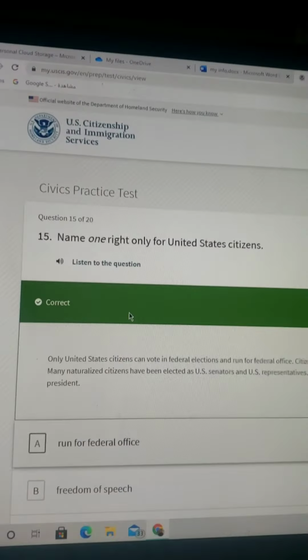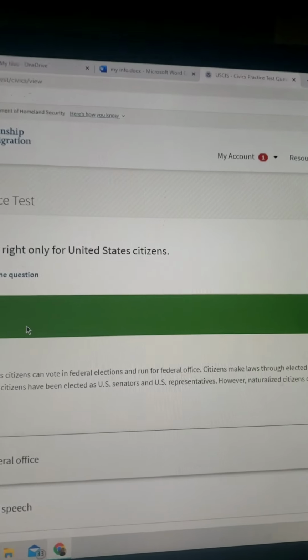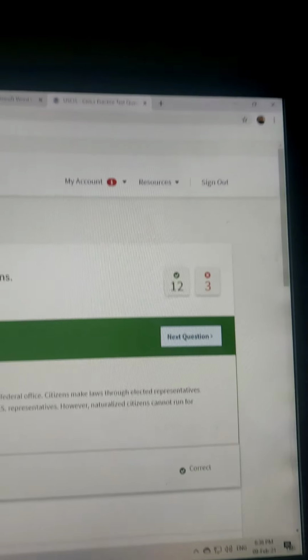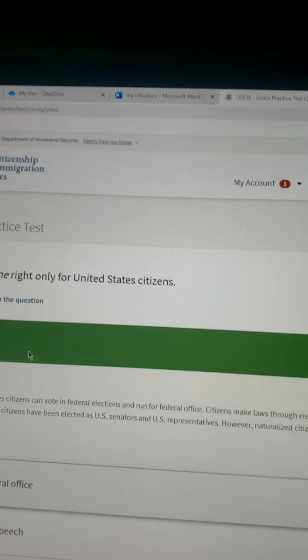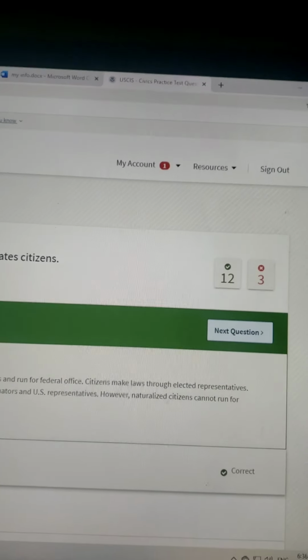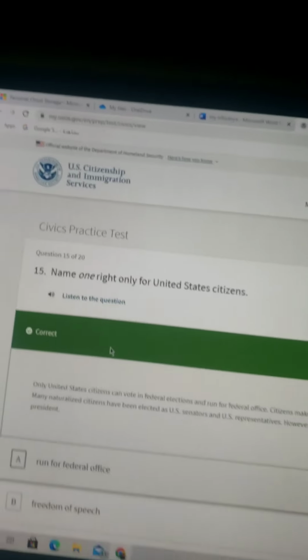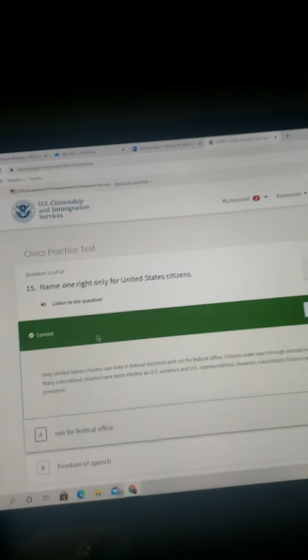Only U.S. citizens can vote in federal elections and run for federal office. Citizens make laws through elected representatives. Many naturalized citizens have been elected as U.S. senators and U.S. representatives. However, naturalized citizens cannot run for president. Yeah.